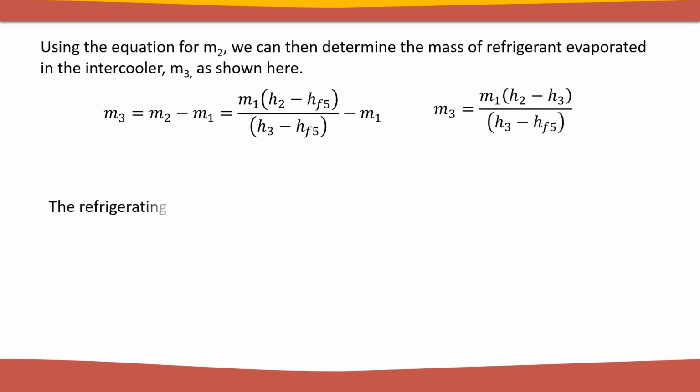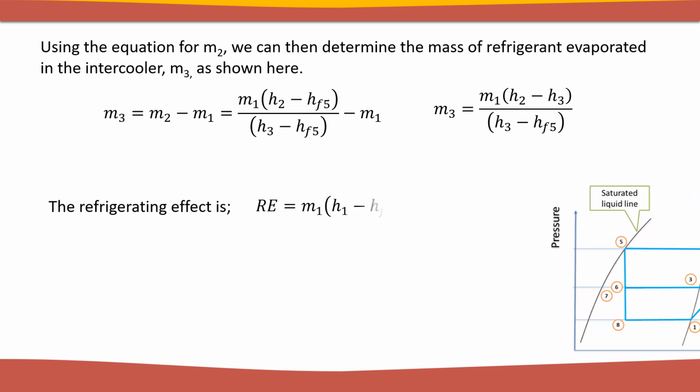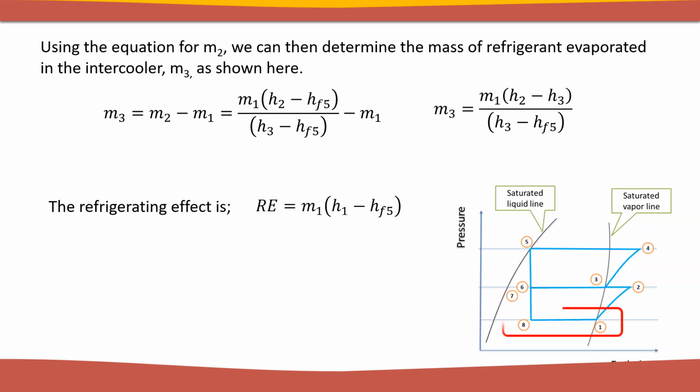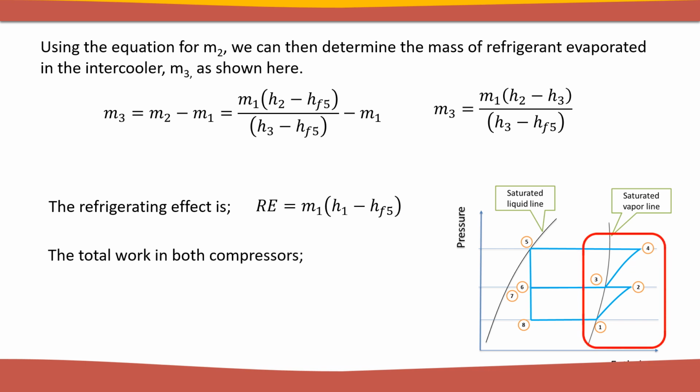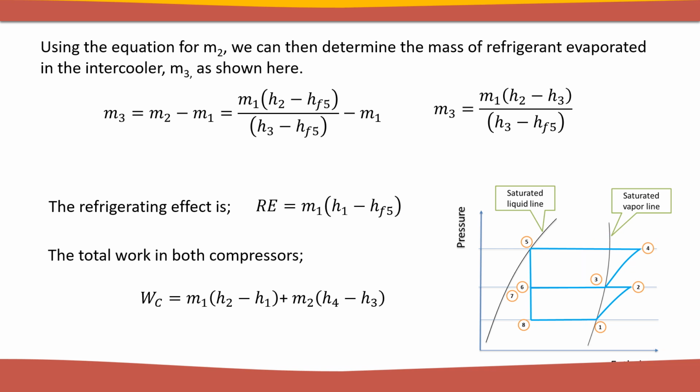The refrigerating effect is determined as RE is equal to M1 times H1 minus HF5. The total work in both compressors, WC, is equal to M1 times H2 minus H1, plus M2 times H4 minus H3. If we denote the refrigerant mass flow rate in kilograms per minute, the refrigerating effect and the compressor work have the units kilojoules per minute.